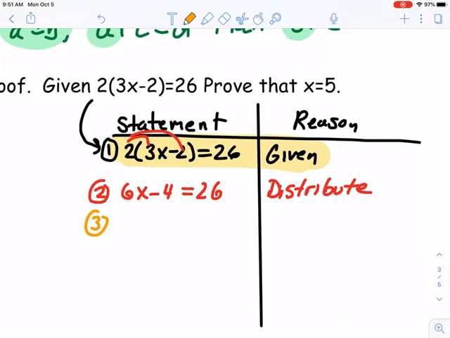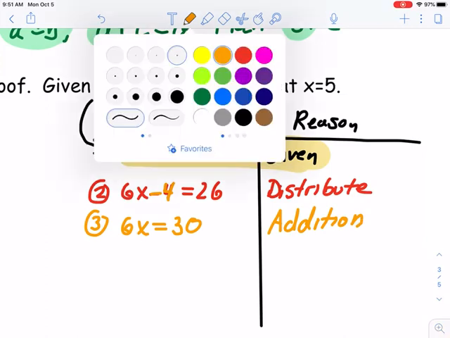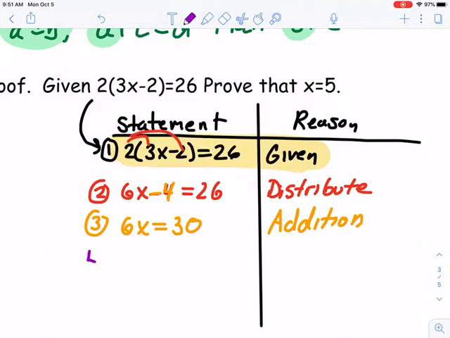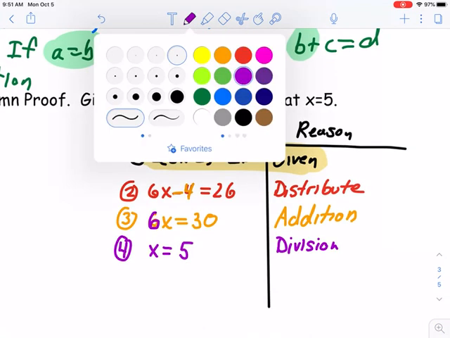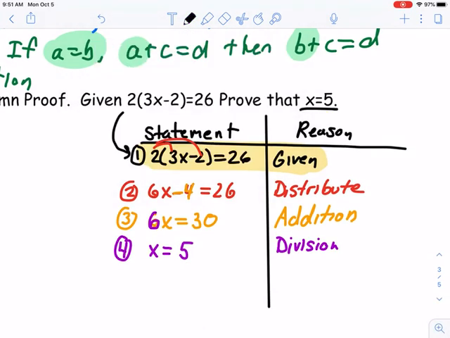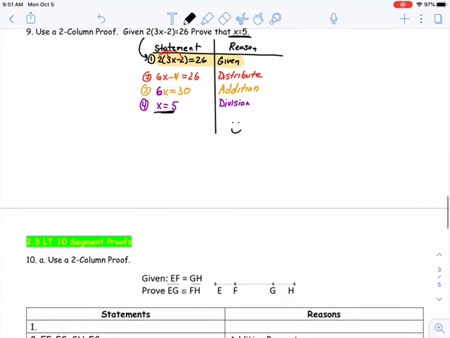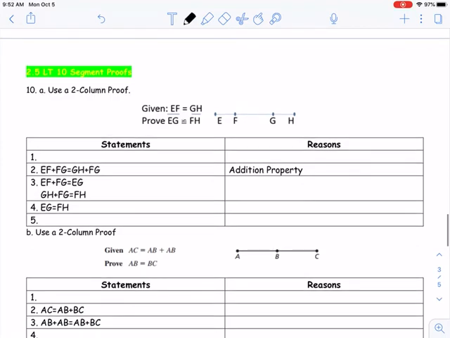Now what am I going to do with this minus 4? I'm going to get rid of it by adding 4 to both sides. How do you undo subtraction? Addition. So I'm literally solving an equation, and I'm explaining my thought process as I go. Same with this 6. How do I undo the 6 times x? I'm going to divide both sides by 6, and I get division. And then I know I'm done, because you always want to end at what you're trying to prove. x equals 5, I'm done, smiley face. In future videos, we're going to be doing segment and angle proofs.